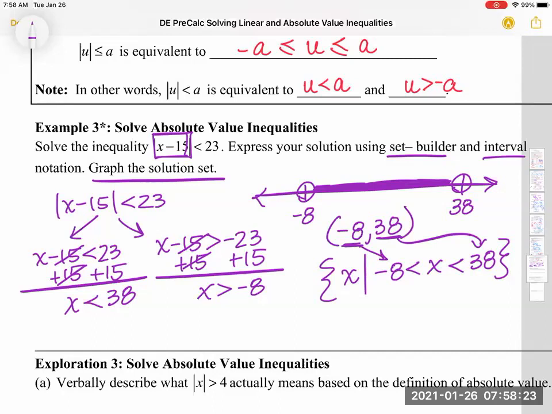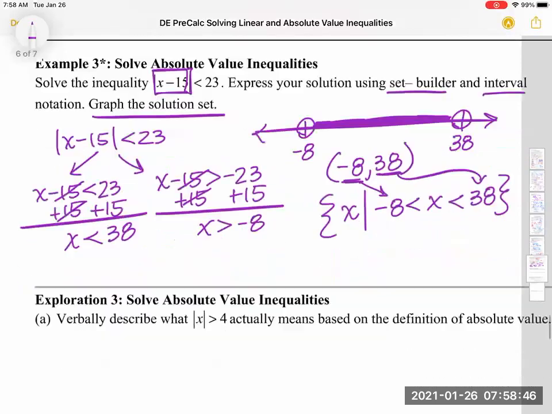This set builder notation is getting us ready for doing more domain problems. I don't know if any of you noticed that, or maybe that made you recognize it from doing domain in the past. But that's why we're doing set builder notation, to get us ready to do more domain problems in the next chapter. All right, let's look at the next one.